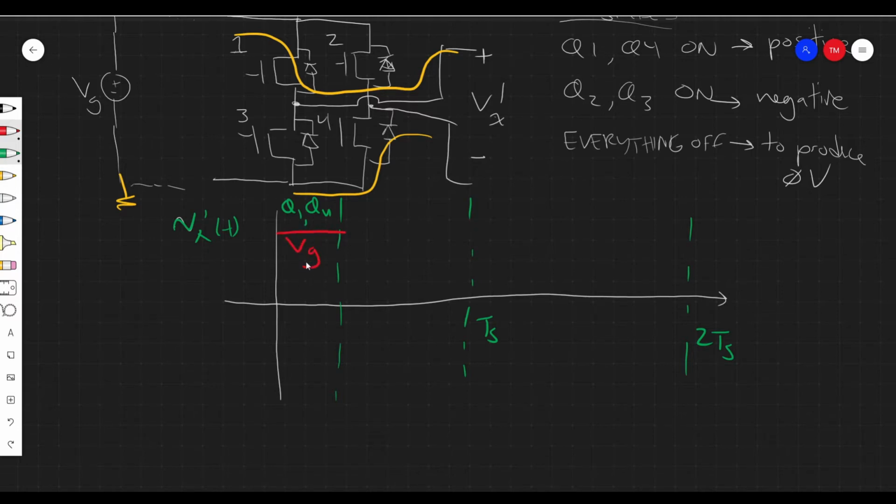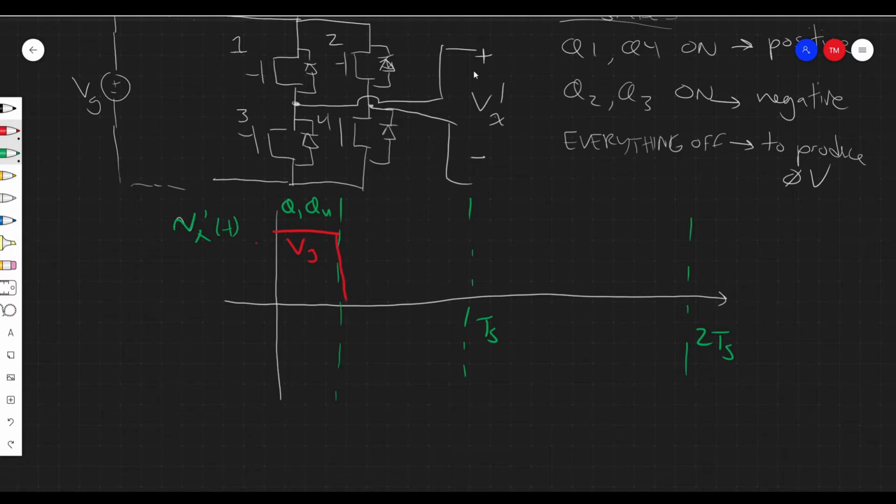Then we're going to turn everything off. So all 4 switches are not going to conduct anymore. Again, Q1 and Q4 on means that we're going to have VG here. Then we're going to turn everything off. Again, there are multiple ways to have a 0 state for this converter. I'm just going to arbitrarily choose turning everything off.